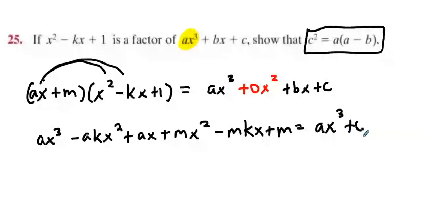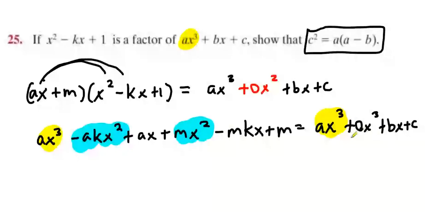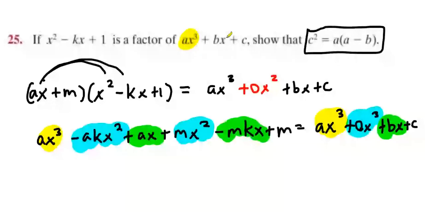Here's what it looks like on both sides. Now AX squared, yeah. Now look at these ones. The blue ones are the X squareds. The green ones are your X's. 0x squared. Same as this one up here.